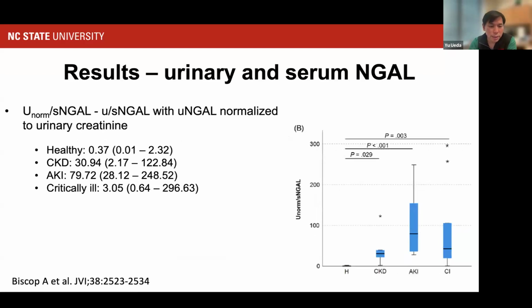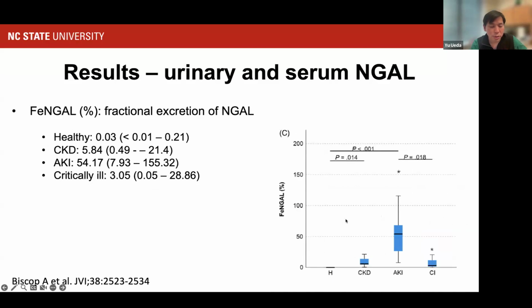This is the urinary to serum ratio of the NGAL, but also the urinary NGAL normalized to urinary creatinine. Looking at the ratio normalized to urinary creatinine, the AKI group was significantly higher than the healthy control, but there is no significant difference between the CKD, AKI, and critical illness groups. So all these three groups were not significantly different, but all three had a significantly higher ratio of the NGAL compared to the healthy control group.